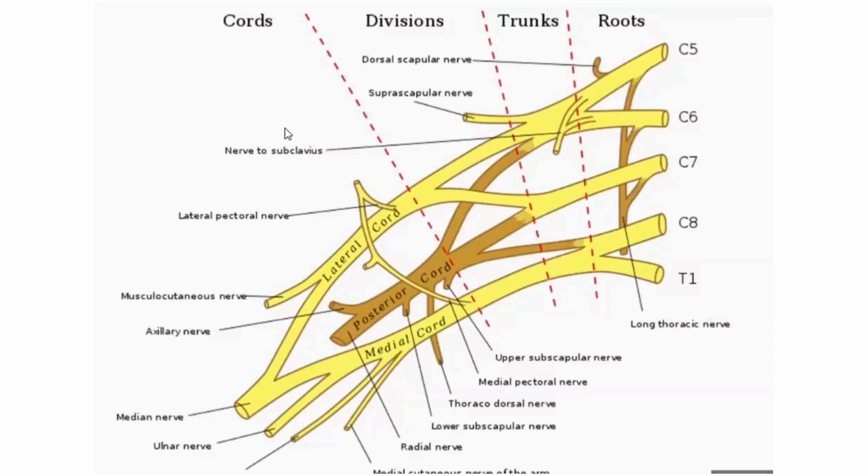This will come. Remember, the plexus is formed by the ventral rami. Whenever we read spinal nerve, it has a ventral rami and dorsal rami. What is coming anterior is ventral, what is going posterior is dorsal rami.